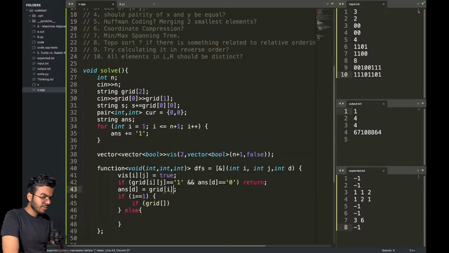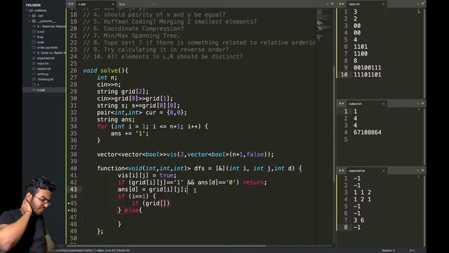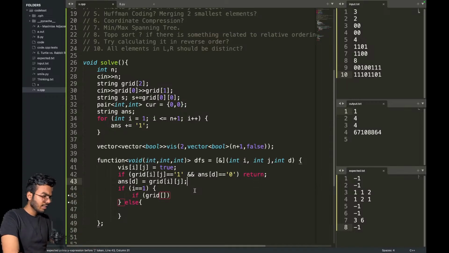Let's say grid[i][j]. So if I had a 0 here, it will become 0. If I had a 1 here, then nothing will happen. So it is like that. Now, but there is a problem. I think this will give me a TLE now.